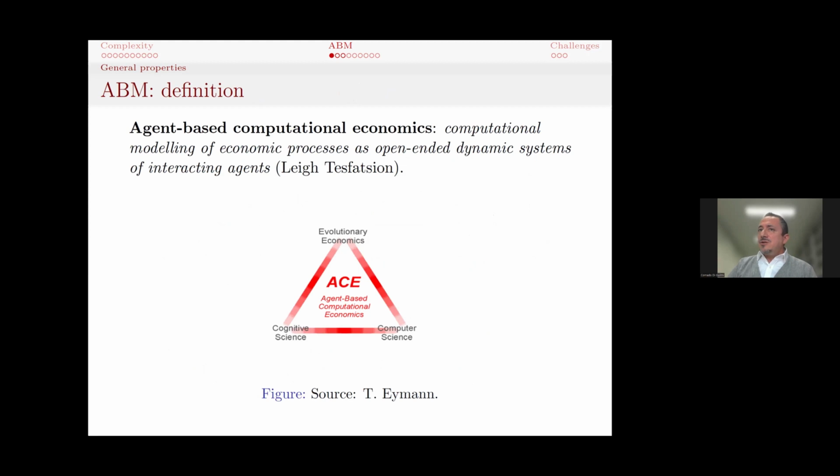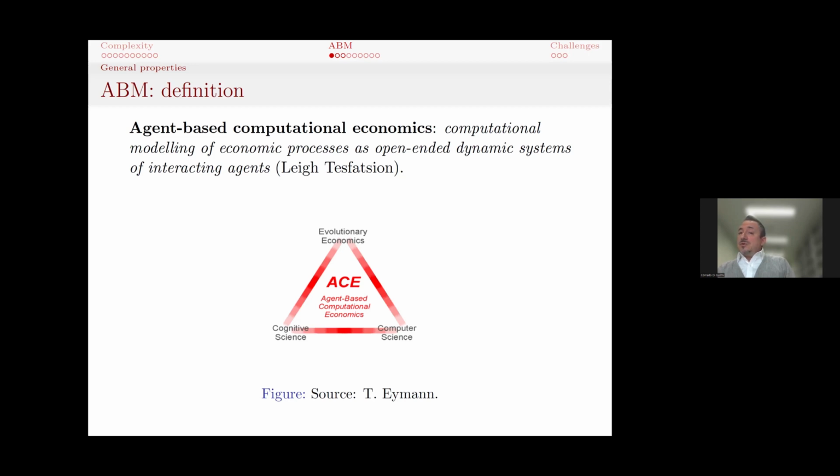So here I have a definition that I took from the website of Leigh Tesfatsion. The idea is that agent-based computational economics, and computational is a word that we always find, sometimes I find it a bit redundant because we always resort to numerical simulation. So when we talk about agent-based modeling, we talk about computational solutions, so numerical simulation of the model. So computational modeling of economic processes as open-ended dynamic systems. We talked already about the open-endedness of complex systems, in which we have interacting agents.